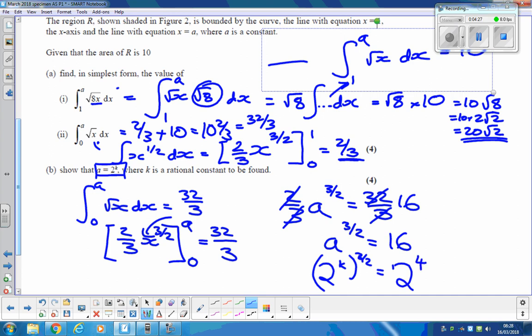2 times 2 times 2 times 2. So my last line here now is that 3/2 k is equal to 4. Times by 2, divide by 3, gives us k is 8/3. I think having watched that, you need to just clear that, go through it again, don't copy it down, and see if you can do that again.